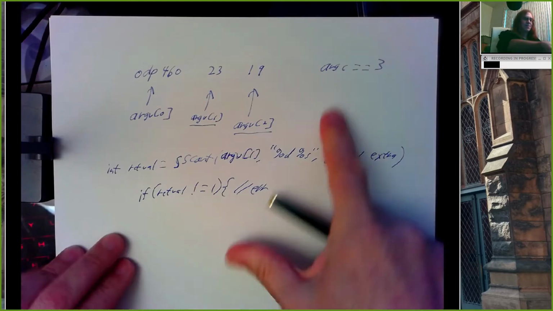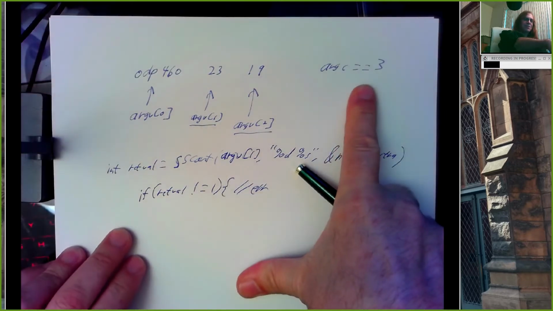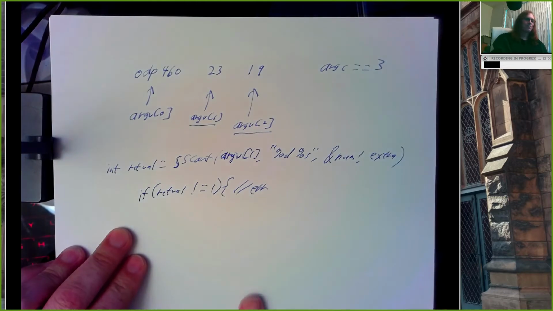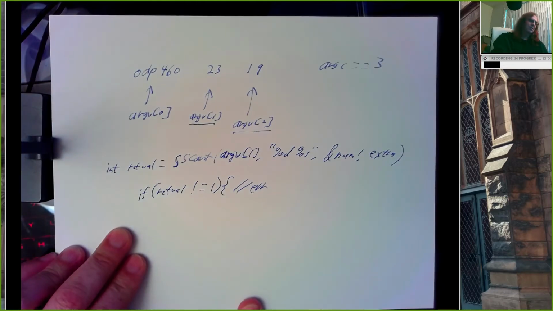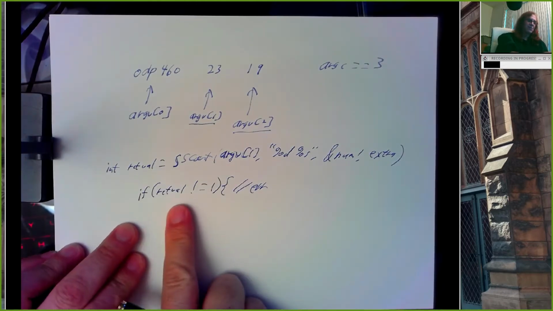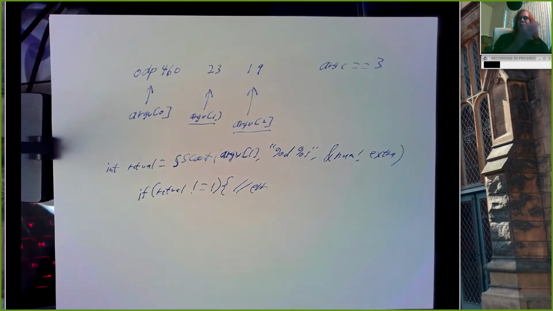Alright, so if argc is not equal to 3, it's an error. If it is equal to 3, do your scanf. If the return value from scanf is not 1, it's an error. If it's an error, print err \n and just return. And you're done. You don't need to mess with argv bracket 2 if you get an error when you check argv bracket 1. You know, exit at that point.